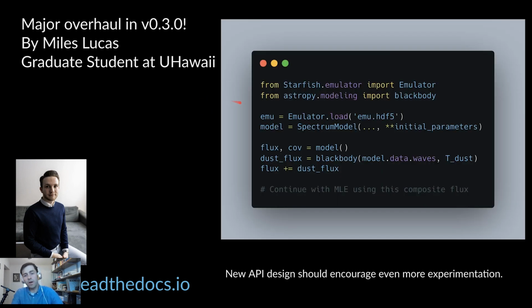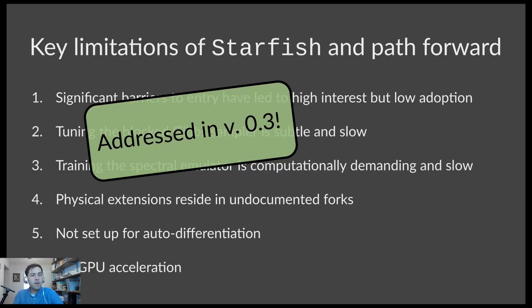Here's a demo of how the sort of new API-like approach would look. So you could just say, oh, dust flux is a black body model with some temperature, and pow, you have some new flux. So then you can go ahead and use whatever framework you want to use for that, maximum likelihood or MCMC. So a lot of those problems that we saw are addressed in version 3, so that's great.